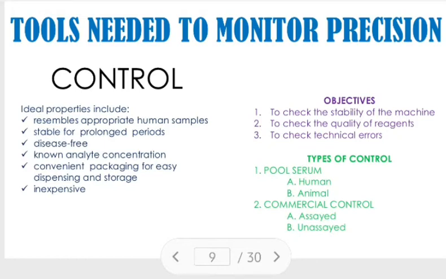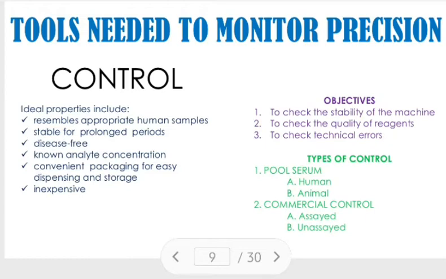For human pool serum control, it is the most preferred since it closely resembles patient samples, but it is more expensive compared to animal pool serum control. For animal, we use bovine serum as the most common animal source. So we also use cow, goat, and sheep for animal pool serum control.